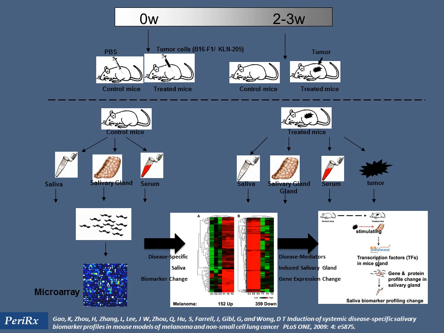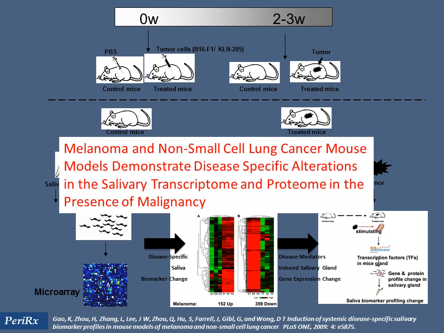In a series of experiments conducted at UCLA, non-small cell lung cancer and melanoma tumor cells were injected into the abdominal cavity of mice. As these tumors grew, there was a change in the salivary transcriptome and proteome. In summary, melanoma and non-small cell lung cancer mouse models demonstrate disease-specific alterations in the salivary transcriptome and proteome in the presence of malignancy.